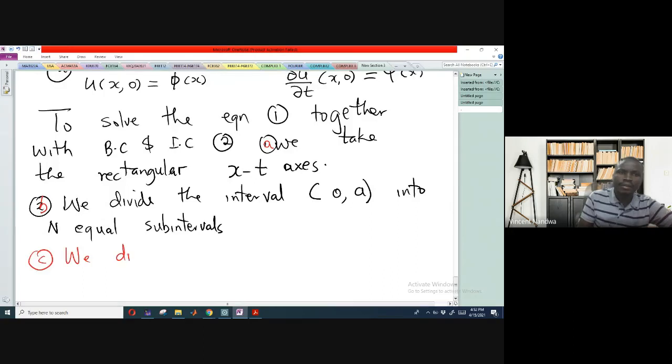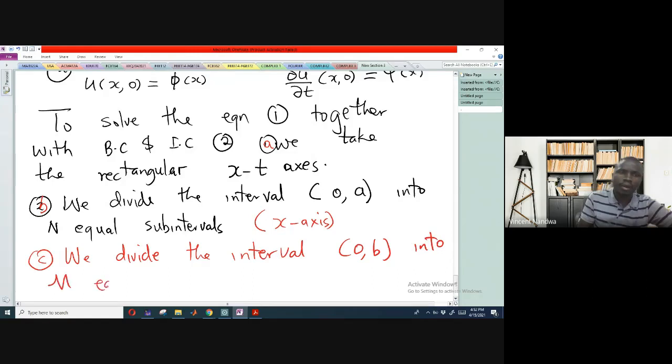We divide, so remember, this along the horizontal axis, this is the x-axis, and then we divide the interval 0 to b into m equal subintervals. So this, remember, is along the t-axis, the vertical axis.